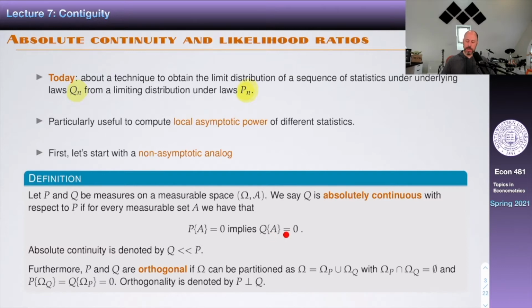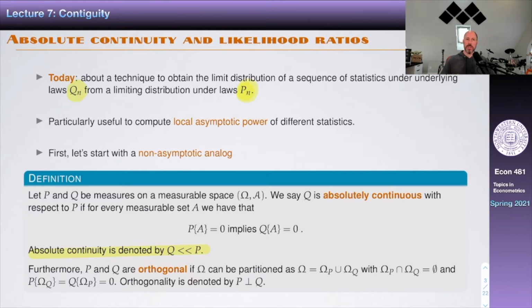And if that happens, we say that Q is absolutely continuous with respect to P, and we're going to use this notation, Q, two less-than symbols, P. This is something that we're going to use today. And notice that it's a definition that does not apply symmetrically to both.